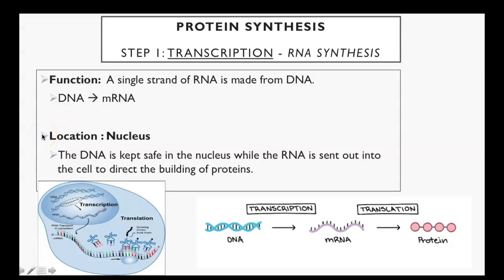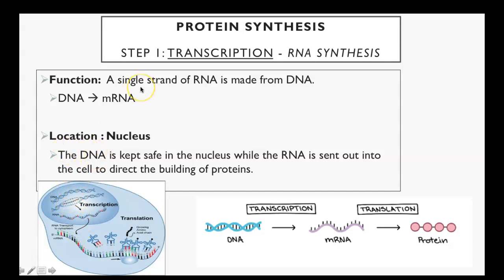So where does transcription occur? It occurs in the nucleus. The reason it occurs in the nucleus is because DNA is so important. It contains all the important genetic material needed to make proteins. If that DNA leaves the nucleus, it increases the chances of it being damaged. And if it gets damaged, then our DNA in our cells changes, and that's how mutations arise. So to play it safe, transcription occurs in the nucleus, because if DNA were to leave the nucleus, it could be damaged.